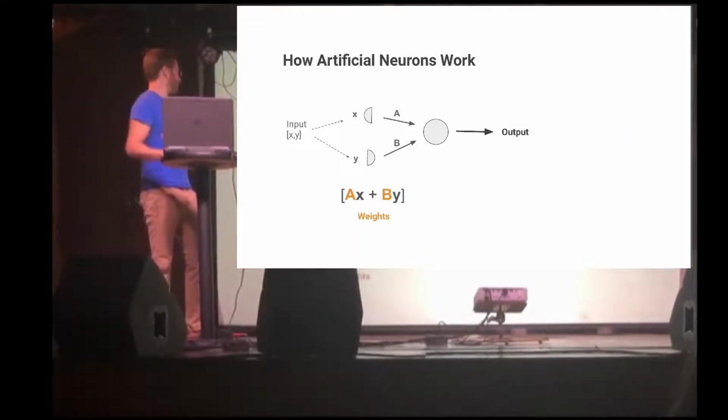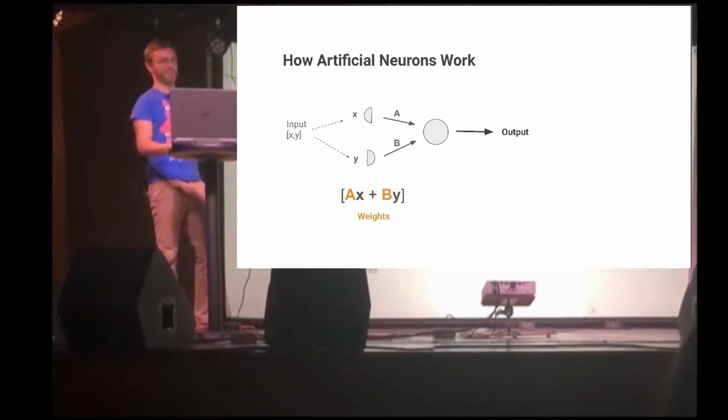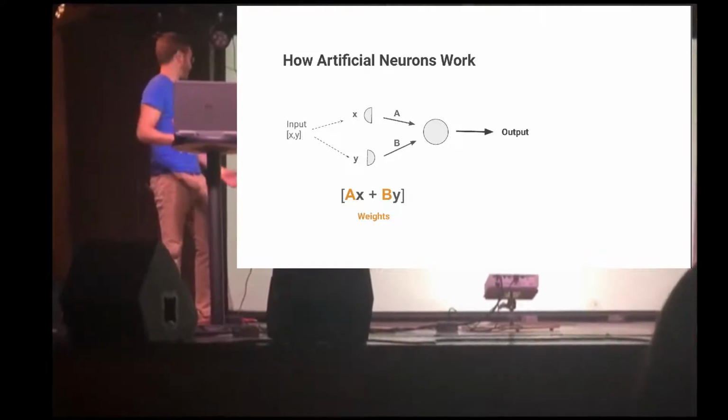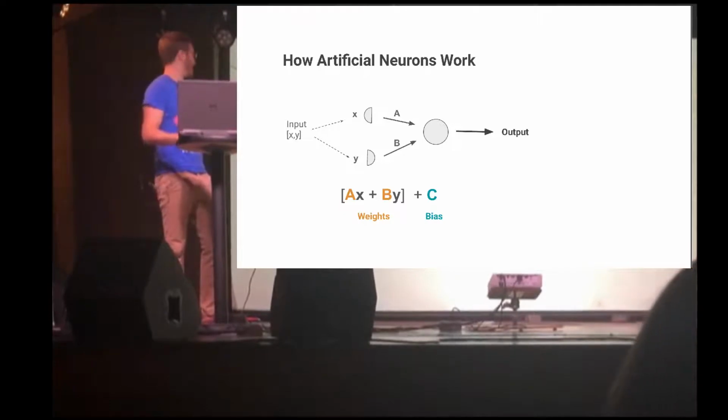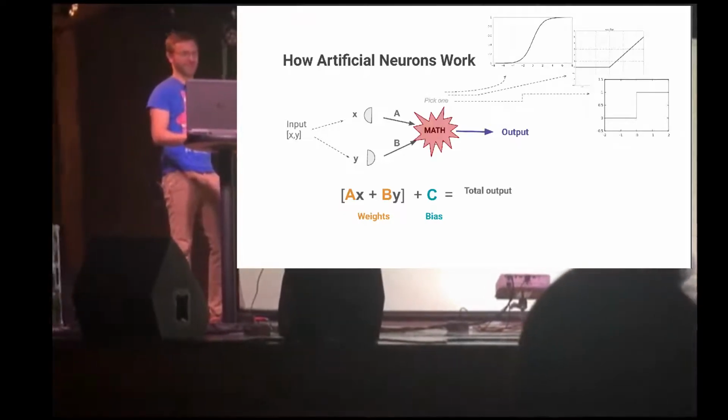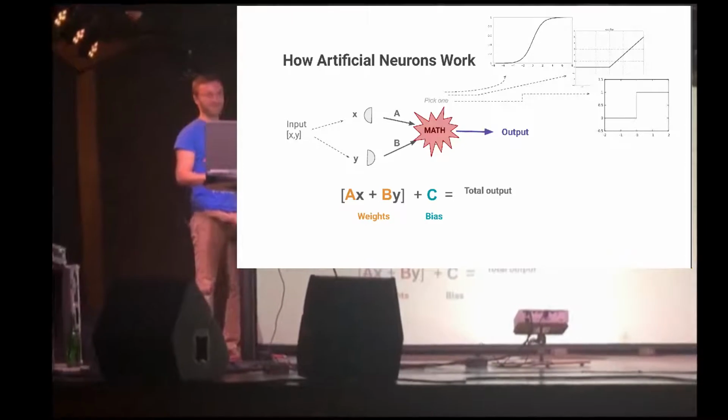All that you have to do is you take your x, y point that your perceptron is trying to process, multiply it by the weights, a and b, add a constant, the c, and then you do some math, which we don't have to worry about how that works, and you get your output value.